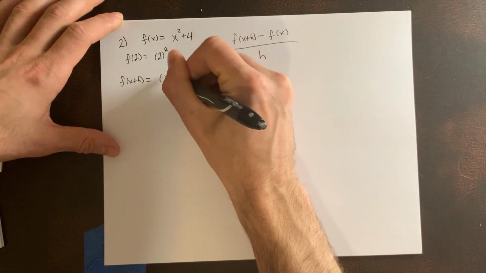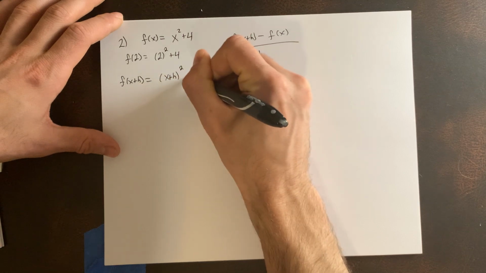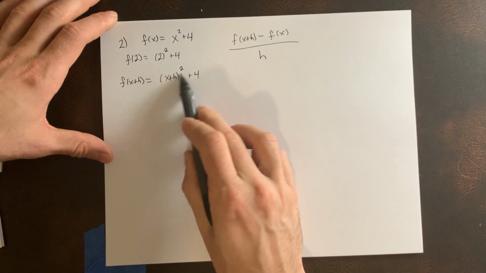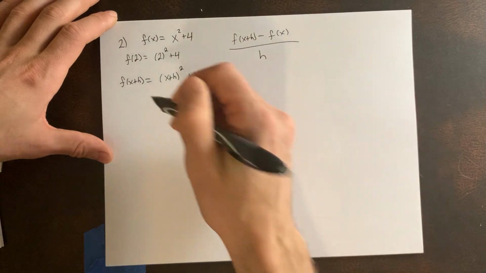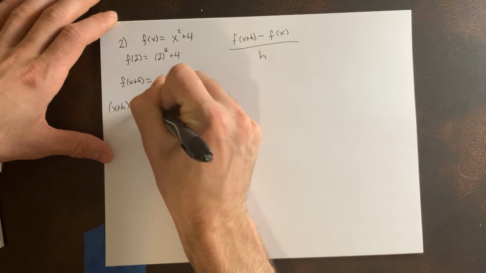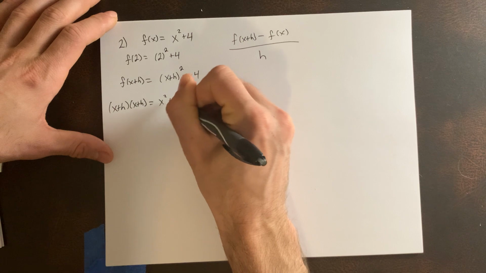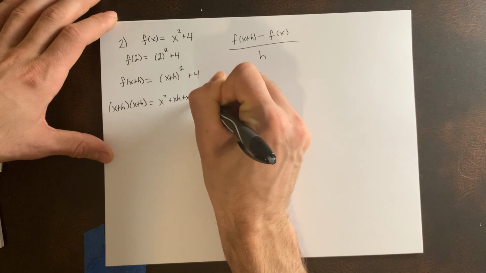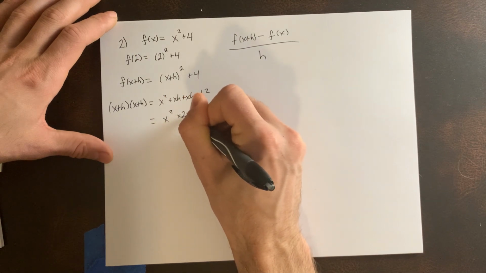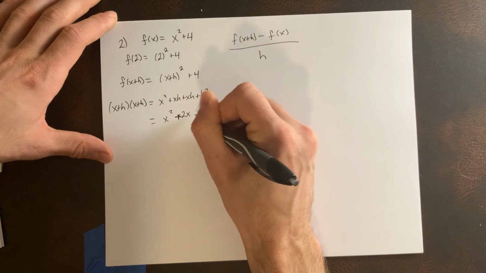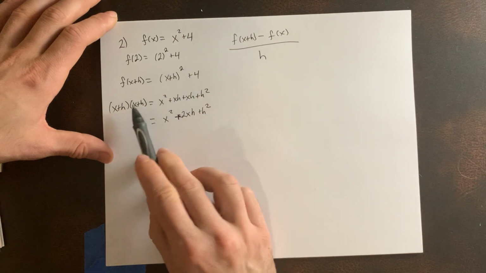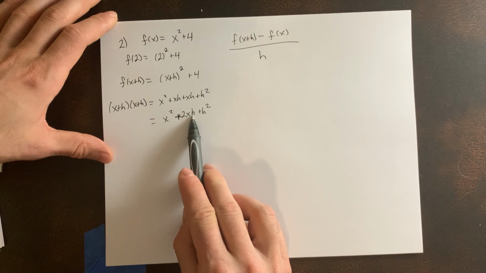So we're going to have x plus h squared plus 4. Again, just plugging in x plus h for x. And now we need to FOIL this off onto the side. So x plus h squared, we're going to get x squared plus xh plus xh plus h squared. That gives us x squared plus 2xh plus h squared. So this piece right here, x plus h squared, equals x squared plus 2xh plus h squared.